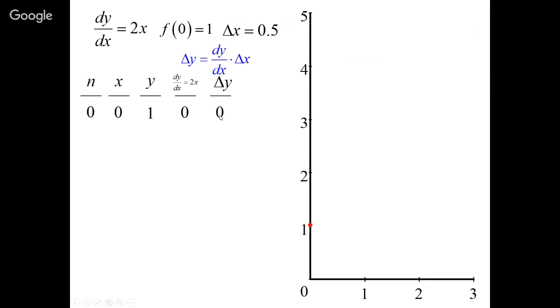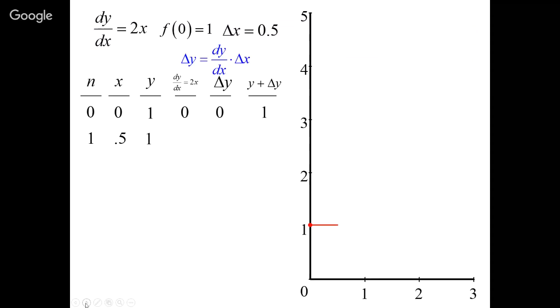So my new point is going to be, I add delta x to x, so on my next iteration, my new point's going to be 0.5, and then I add the new delta y, which is 0, to y, and I get 1. So my new point now is (0.5, 1). I've moved delta x over and delta y up, and my new point there is at (0.5, 1).